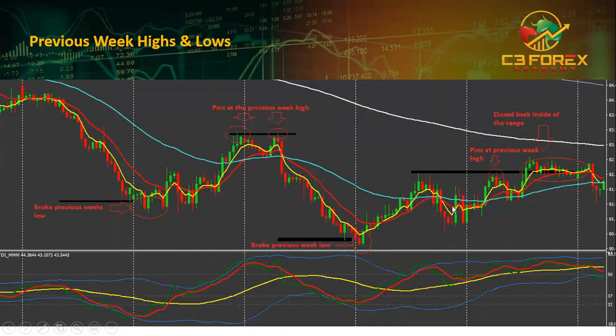Now, let me show you something, right? Notice how they broke this high, hit the high of the week in the correction, sent price right back inside the range. They retested the high, and then got out of there. Okay?